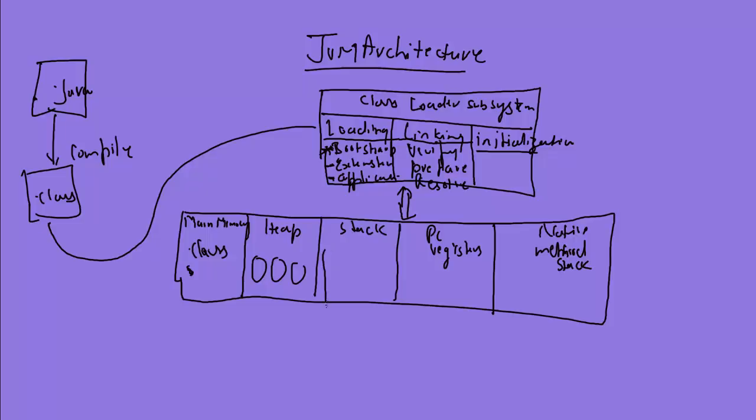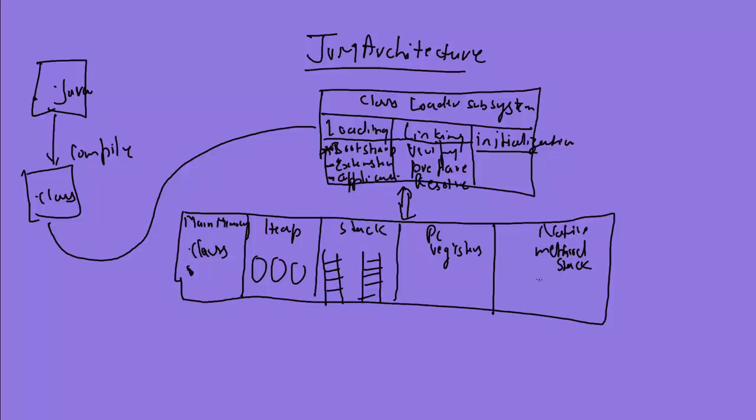There is a stack frame which would be created for every thread which is available. Okay, the respective local variables would be available, so that's why we say local variables are local for this particular method. Okay, and local variable array would be available, operand stack would be available. Okay, all this information will be available inside this stack.